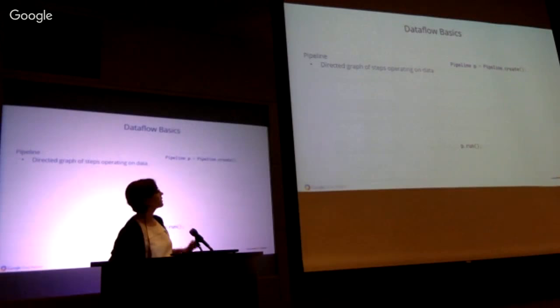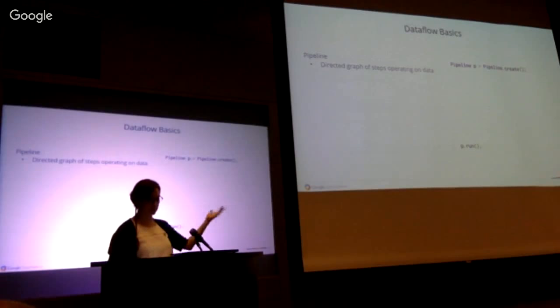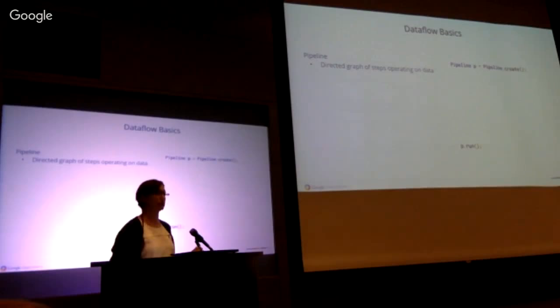So a few concepts: the pipeline, the directed graph of steps operating on data. We had pipeline P, and we created it by calling pipeline.create. And then we run it at the end, P run.